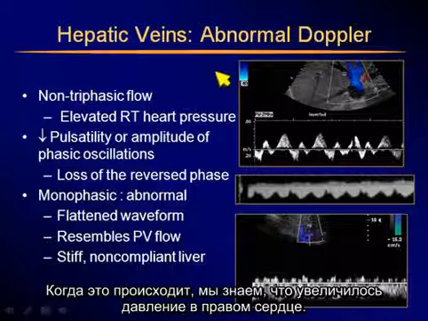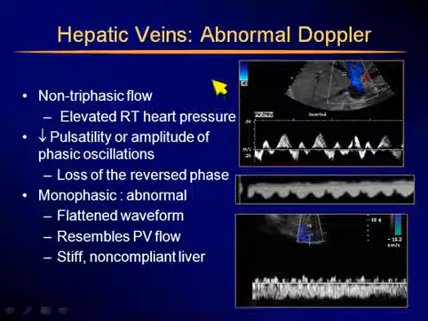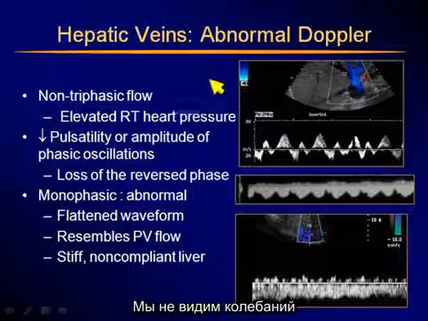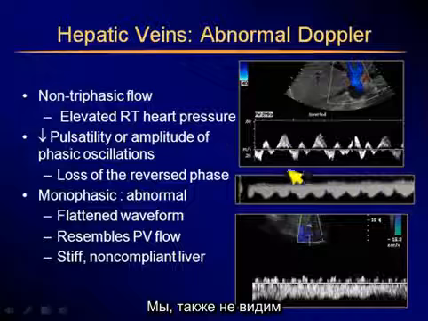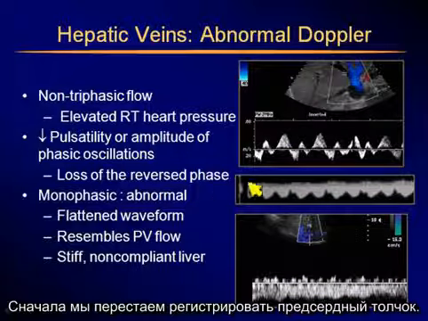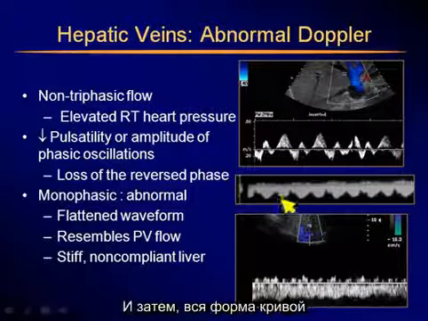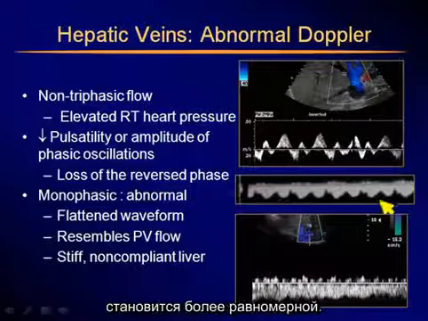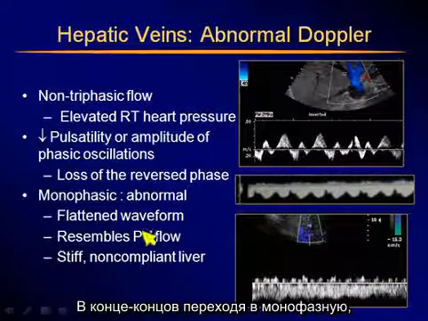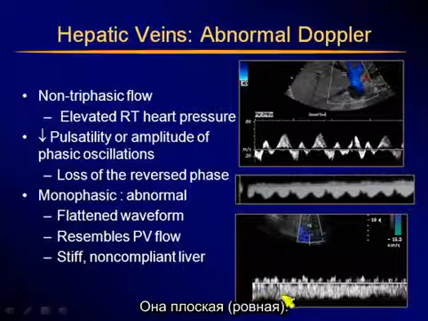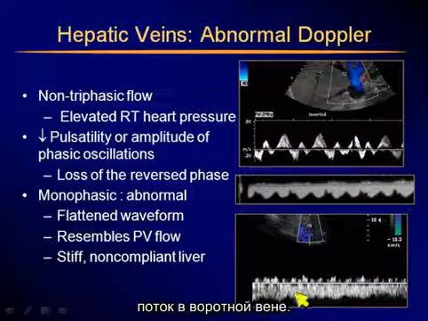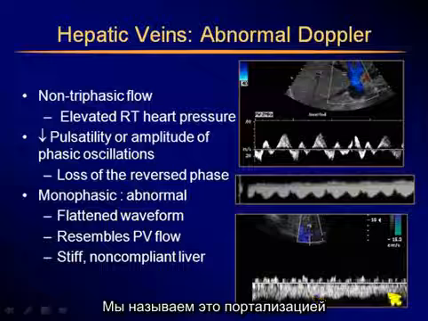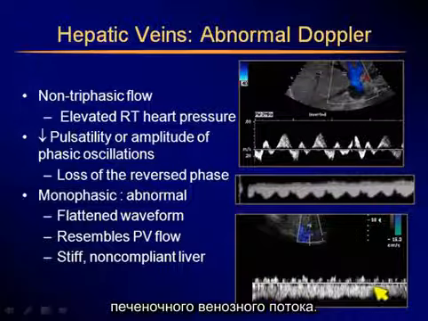When we lose that, we know that there's elevated right heart pressure. We lose the oscillations or the amplitudes. We can actually lose the atrial kick. We lose that first, and then the whole waveform starts to be more dampened, eventually turning into a monophasic abnormal waveform that is flattened and actually almost resembles a portal vein flow. We call this portalization of hepatic venous flow.